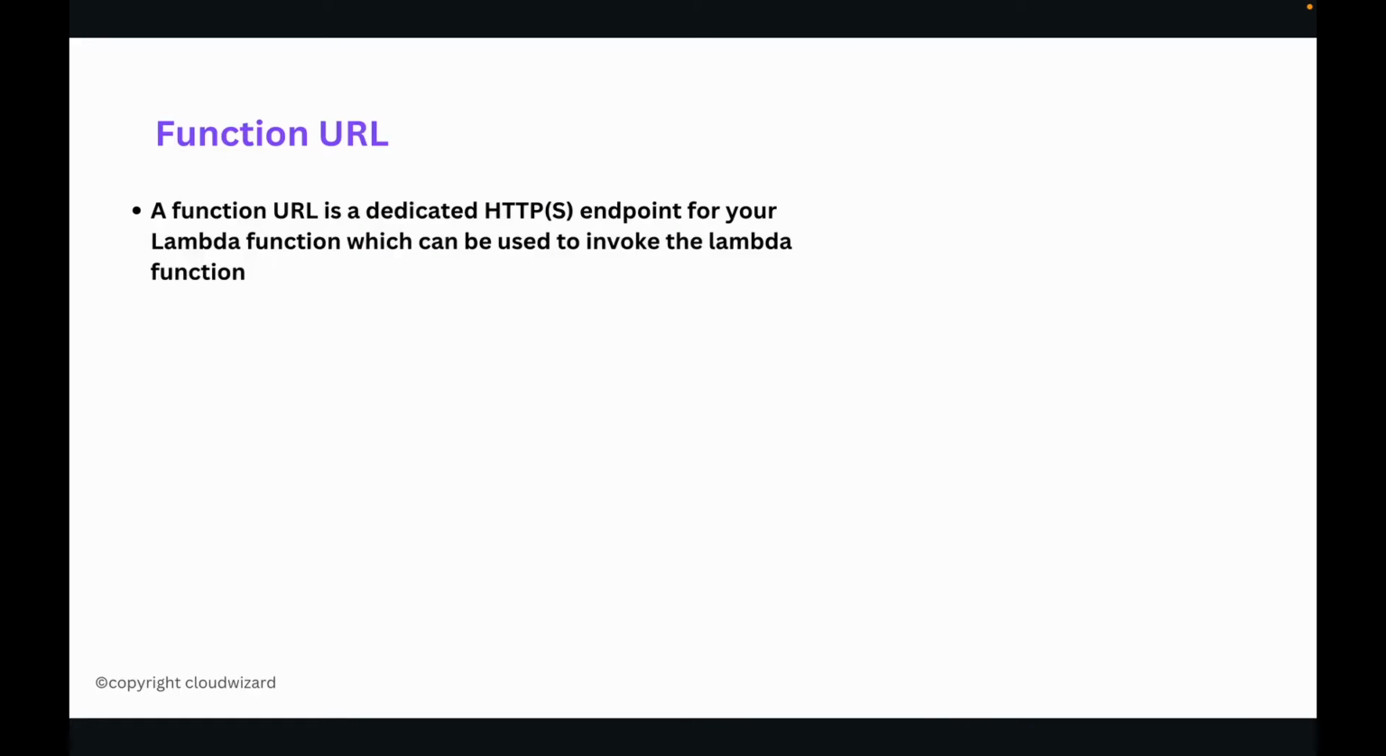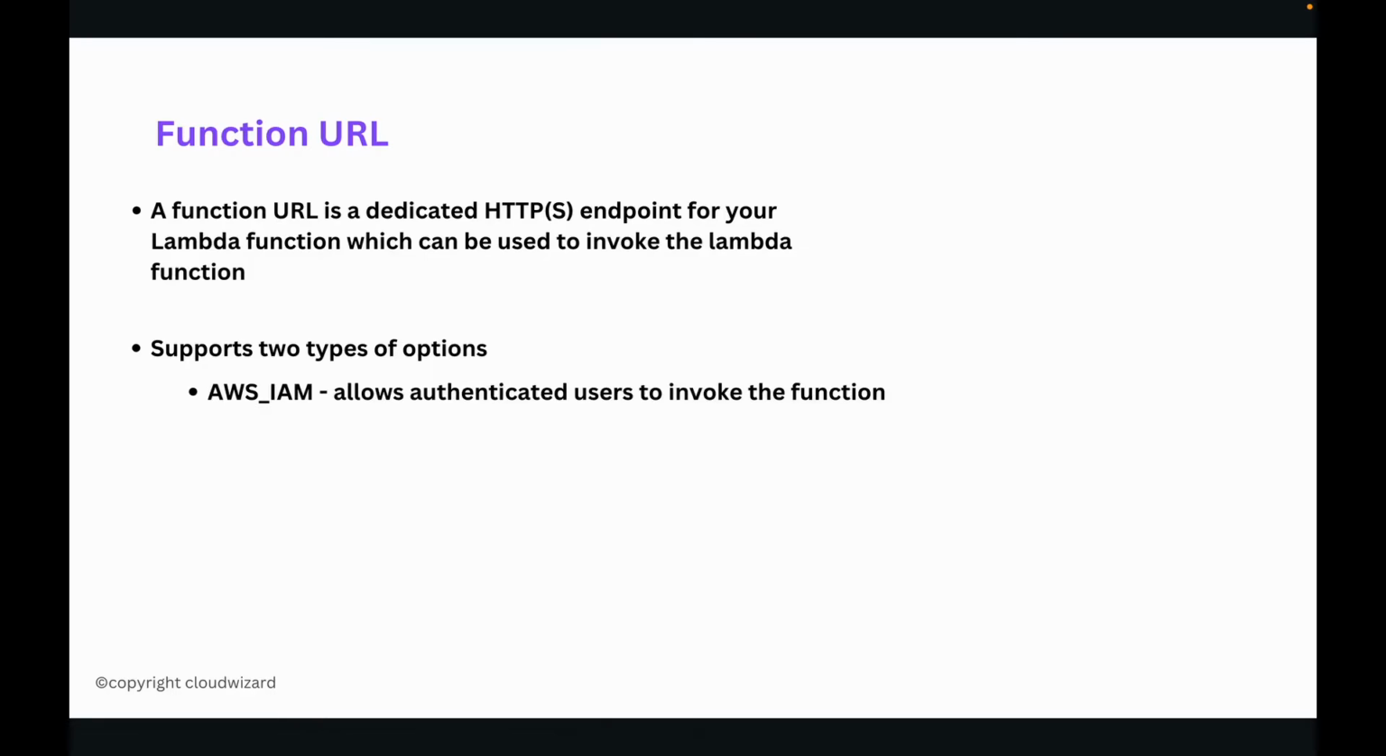Hi, in this video we will be learning about function URL. So a function URL is a dedicated HTTPS endpoint for your Lambda function, which can be used to invoke the Lambda function. It supports two types of options. One of them is AWS IAM, which allows only authenticated users and AWS roles to invoke this Lambda function. And the other one is none, which means anybody with a Lambda URL can invoke the Lambda function.